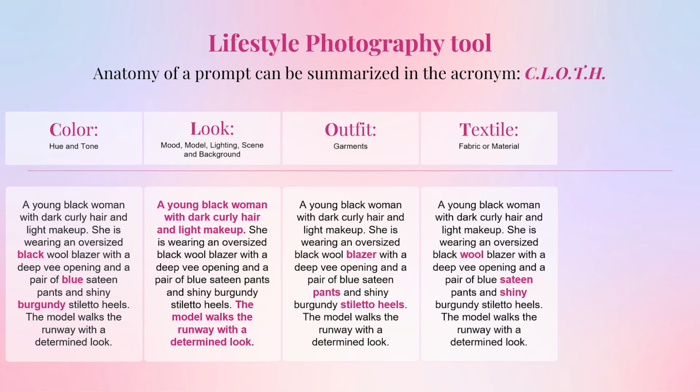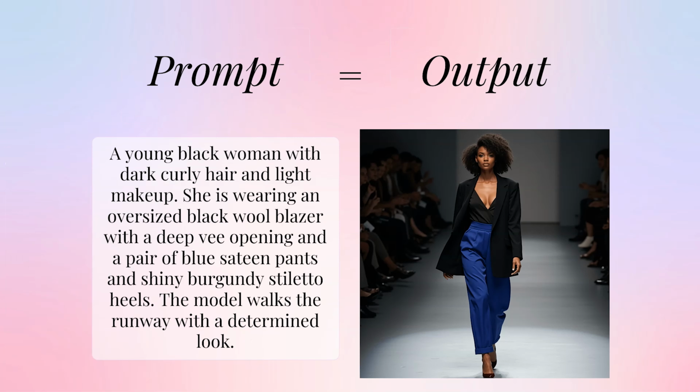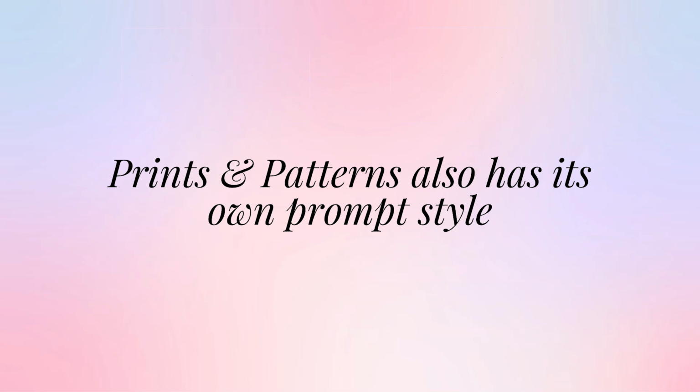The textile or fabric are the wool of the blazer and the sateen for the pants. We also have a note that the heels are a shiny material. Last, how it's made includes any construction details or design elements. In this prompt, we have an oversized blazer with a deep V opening. Combining all the elements leads you to a great prompt and your desired output. If the prompt doesn't lead to your vision, you can always try again and add more details to direct the imagery.